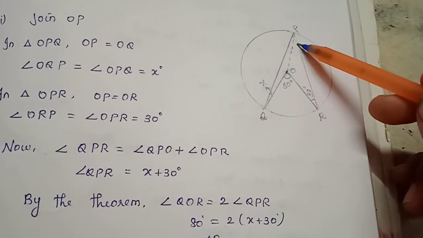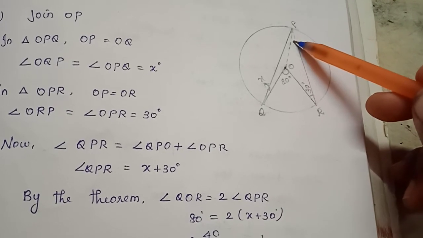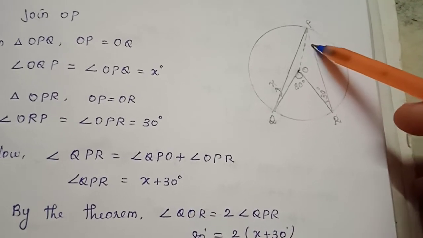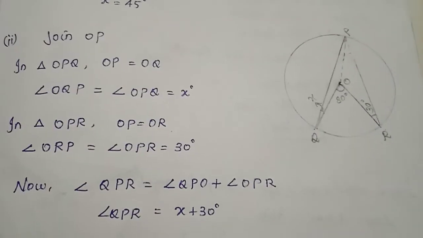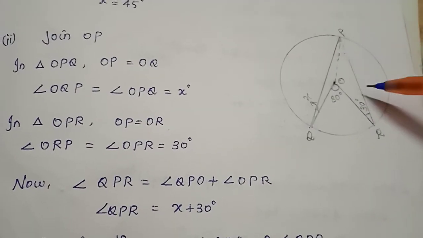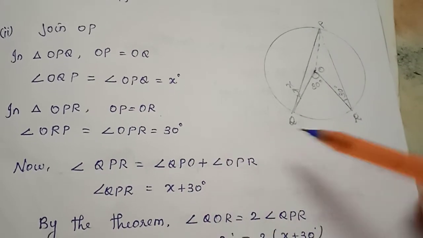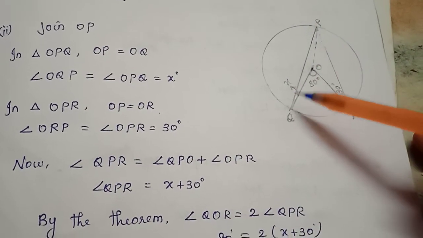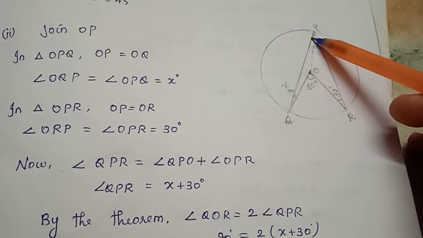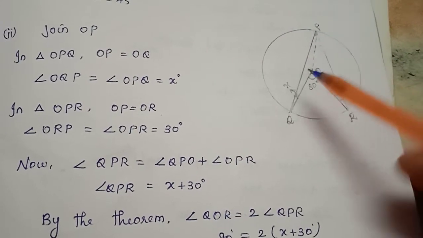So if you find this angle, and we know that this angle is 30 degrees. If you find the full angle, then from the full angle we can subtract this, so that you will get this angle, which is nothing but my x degrees. So using this concept only, we are going to find the value of x. So already we have concluded that this angle is equal to this angle and this is equal to this one.